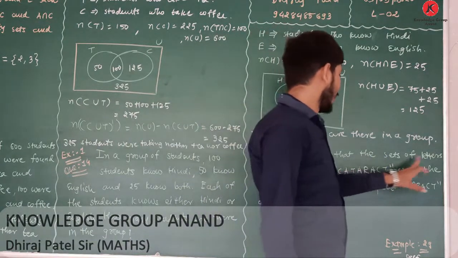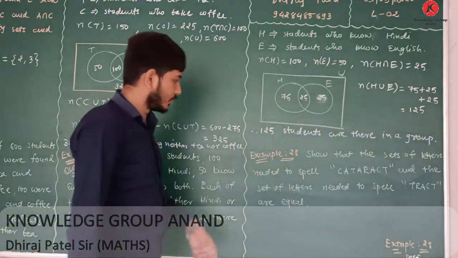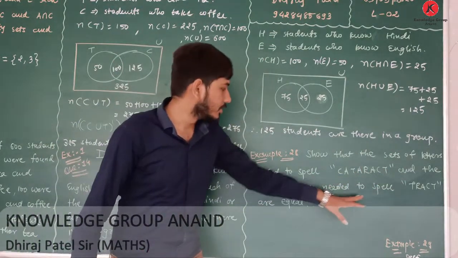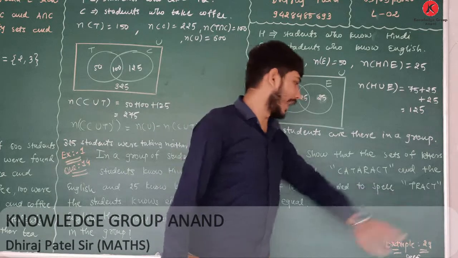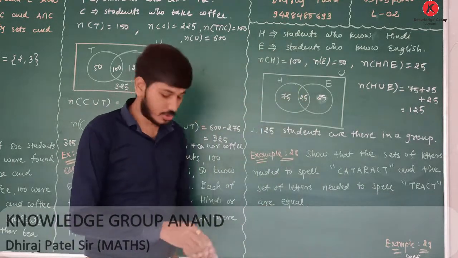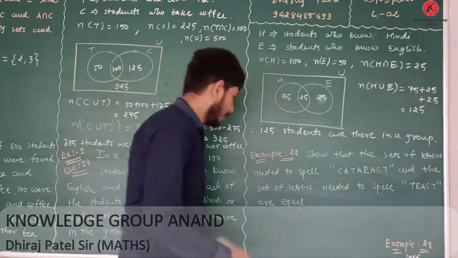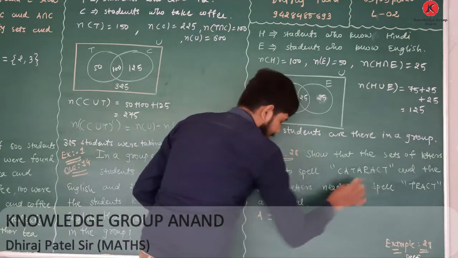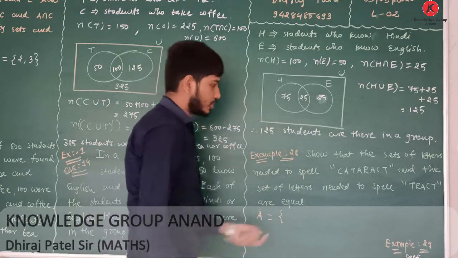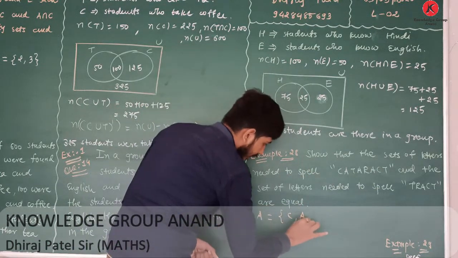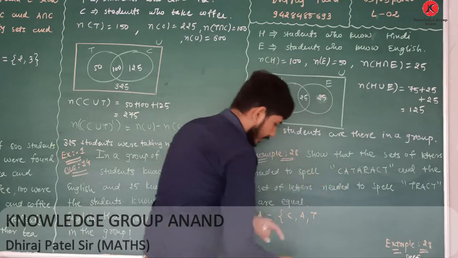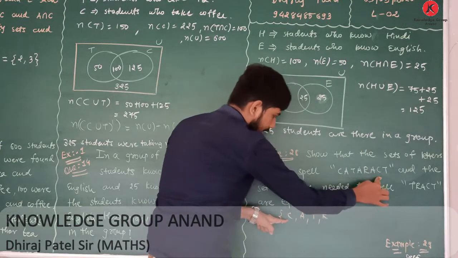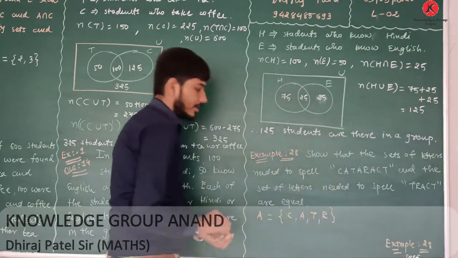Next one, example number 28. Show that the sets of letters needed to spell cataract and the set of letters needed to spell tract are equal. Suppose I am taking, this is the set A. Set A is equals to cataract. Let's make a set of its letters. So C, A, T, A already there, therefore don't write it. Next R, A is already there, C is there, T is there, therefore this is the set A.